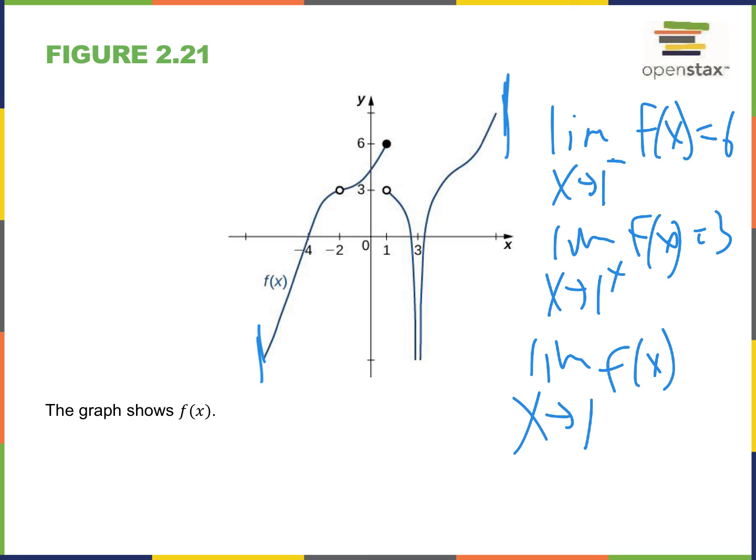Notice there's no limit. Now there's no left-handed, right-handed limit here. So that's a D and E, right? Because it equals 2 different values. So that's at x equals 1.